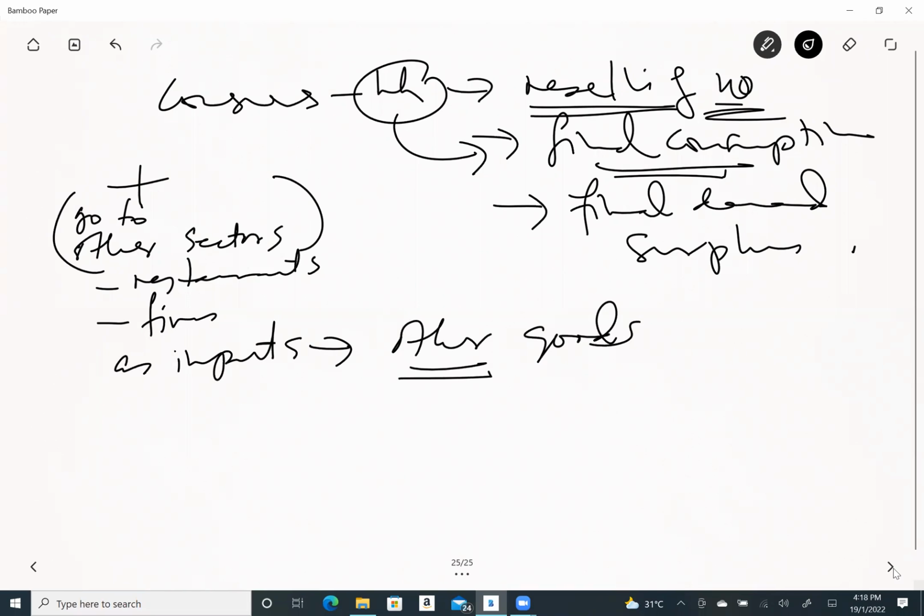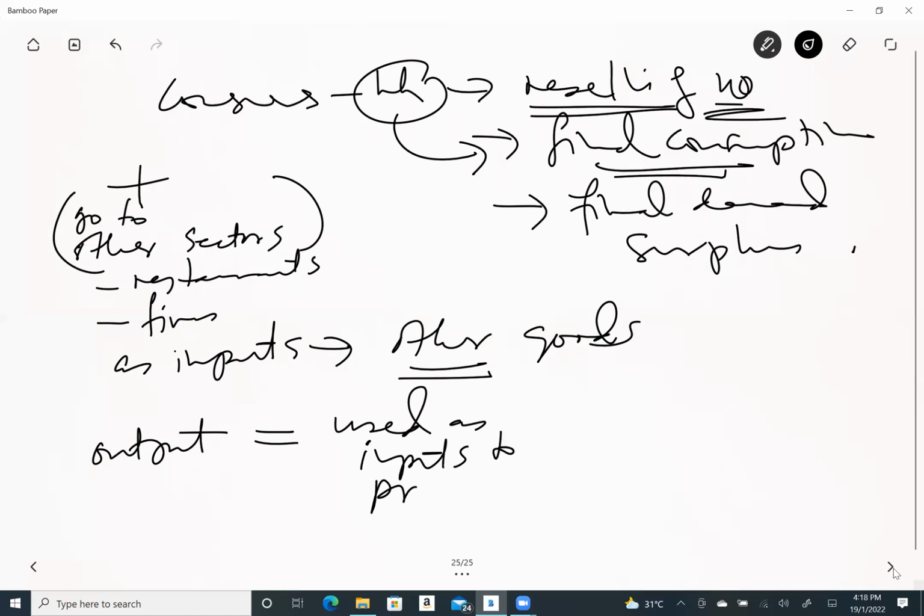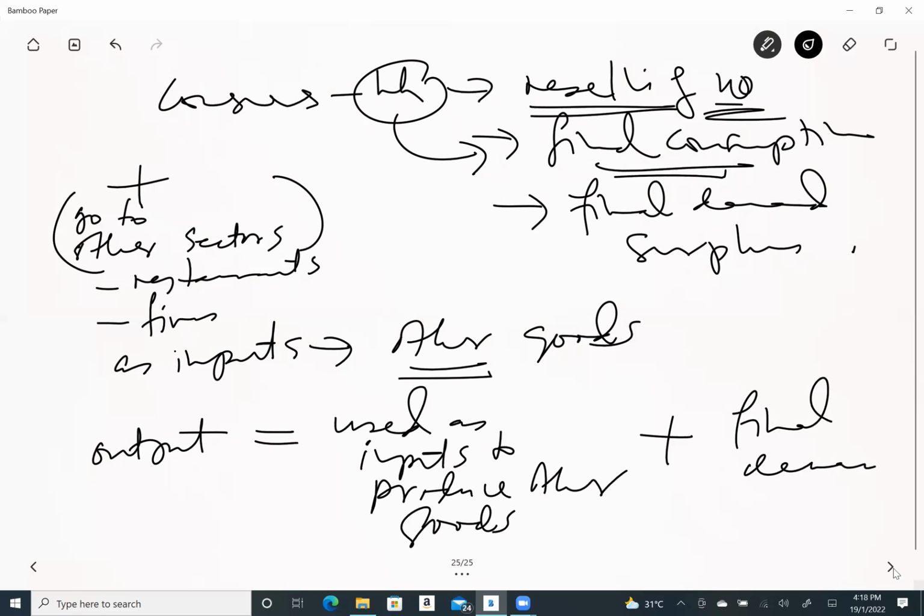So there are two main components. The total output of one sector will be used as inputs to produce other goods, plus final demand, or surplus. So that is the use. So the total output of one sector. Here we are talking about one sector.